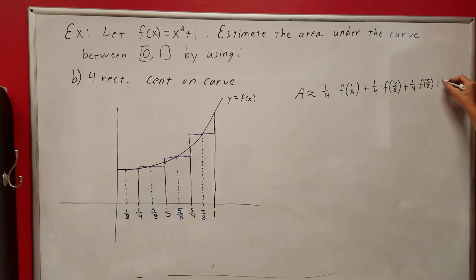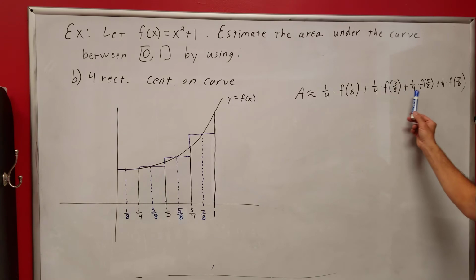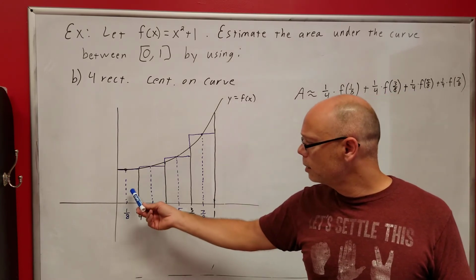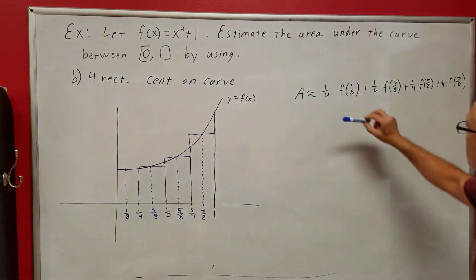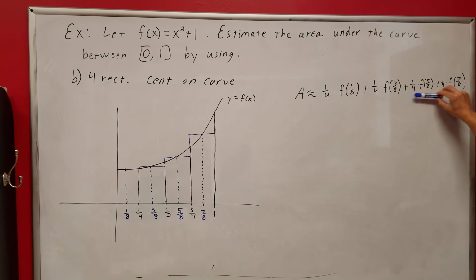And for my fourth rectangle, there's a width of 1/4. Its height is f evaluated at 7/8. Now make sure you have the same number of sums here as your number of rectangles, because what you're really adding up is the area of each rectangle, right? You have 1, 2, 3, 4 rectangles, 1, 2, 3, 4 sums.